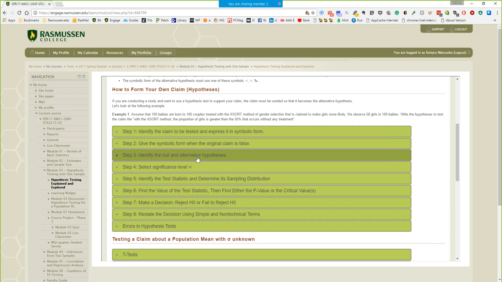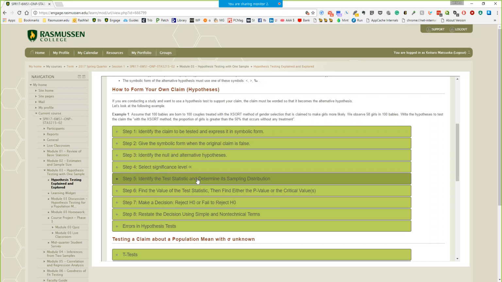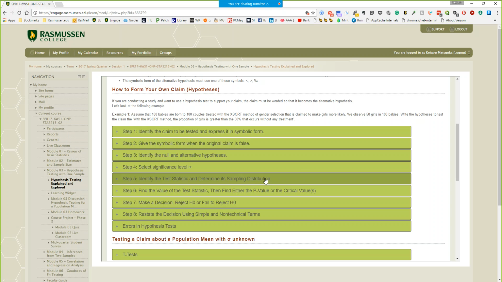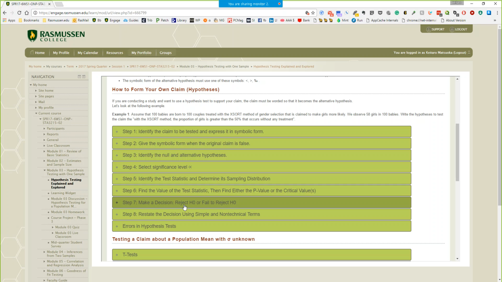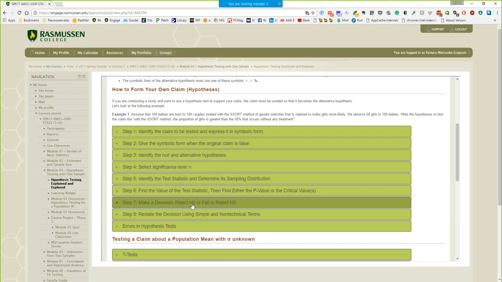Then identify the null and alternative hypotheses, select the significance level, identify the test statistic and determine its sampling distribution. Find the value of the test statistic and use the new method we're going to be learning, which is the p-value method or the critical value method, in order to make a decision, which is step 7. By making a decision, I mean reject H0, the null hypothesis, or fail to reject the null hypothesis.